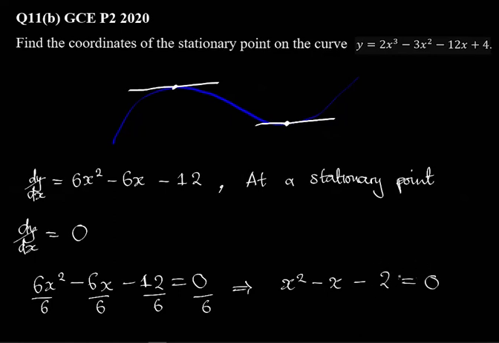Now we're going to work this out just like a quadratic, so we need to find the product, sum, and factors. Let's do that quickly. The product is -2. The sum is equal to -1. Our factors are going to be -2 and 1.